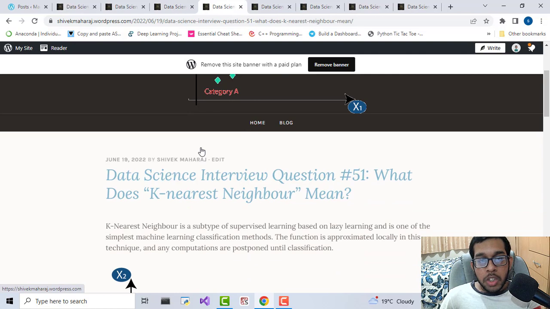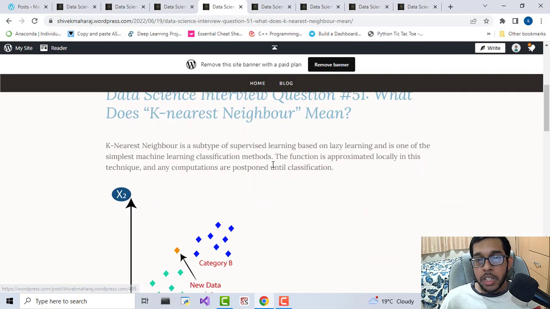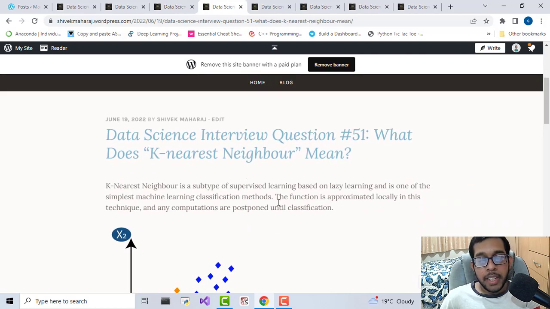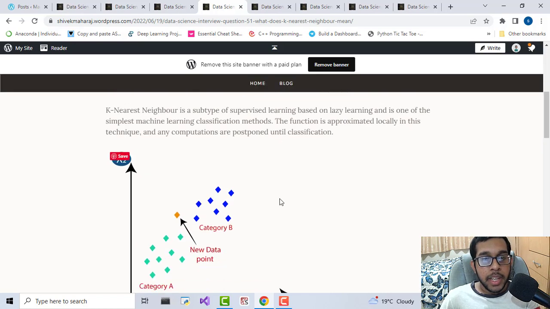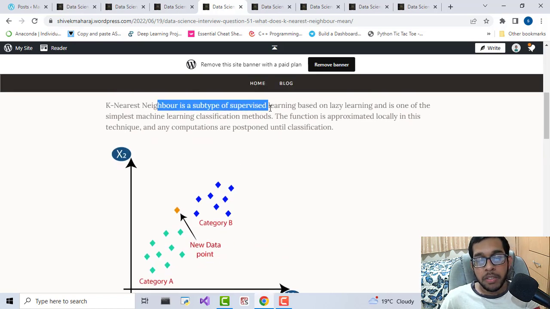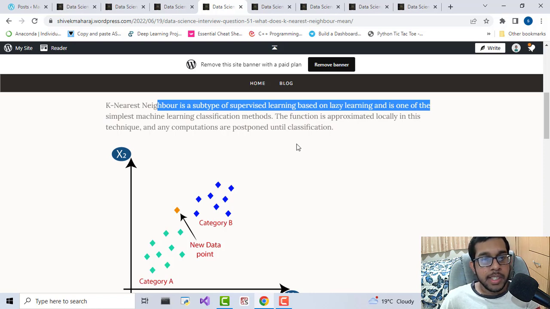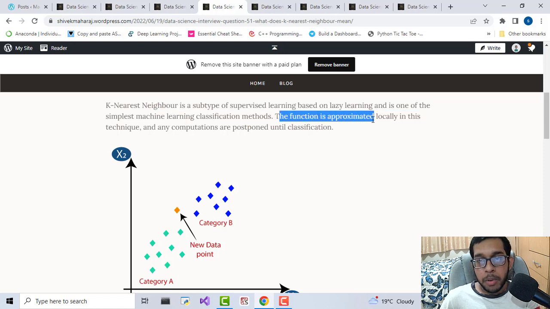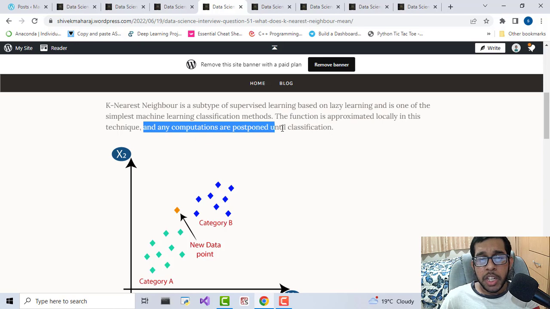Now, on to data science interview question number 51. What does K nearest neighbor mean? K nearest neighbor is a subtype of supervised learning based on lazy learning, and it is one of the simplest machine learning classification methods. The function is approximated locally in this technique, and any computations are postponed until classification.